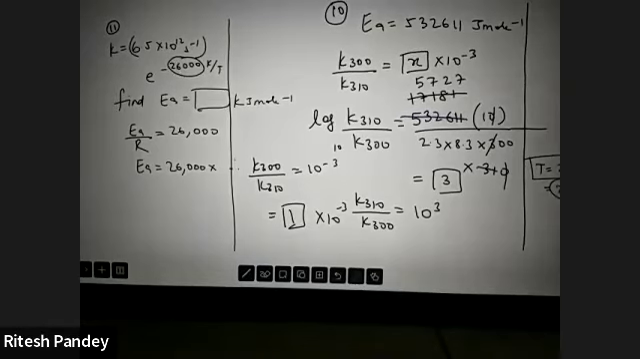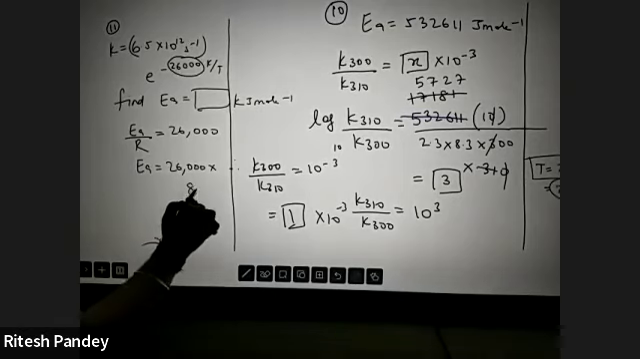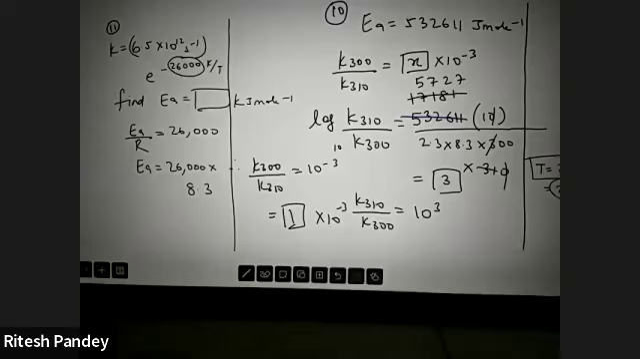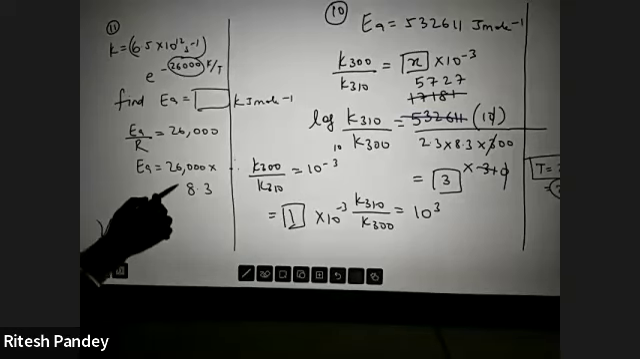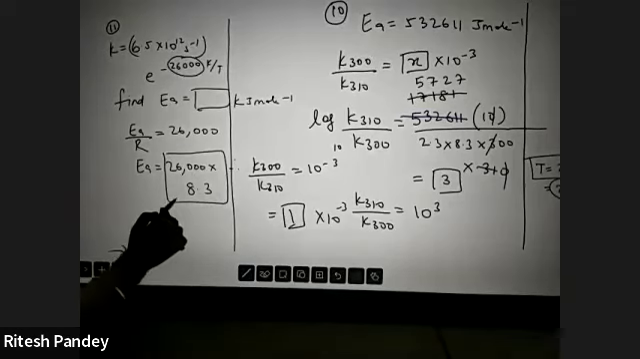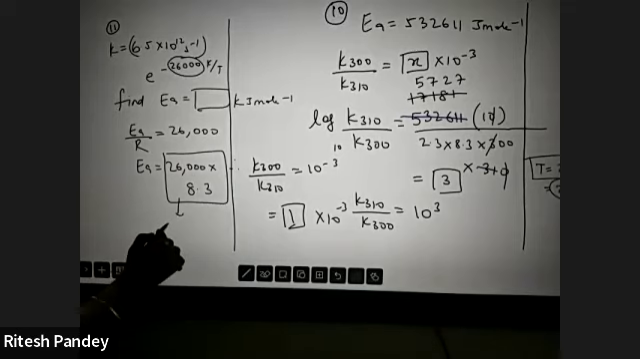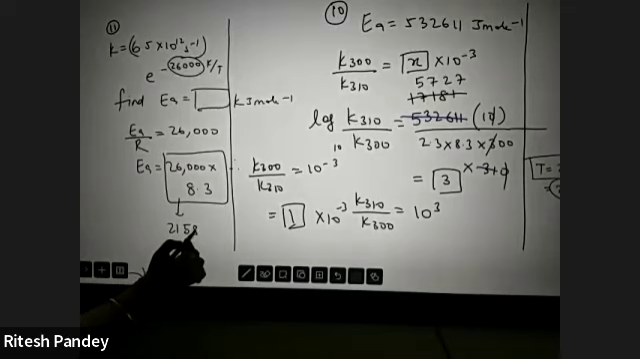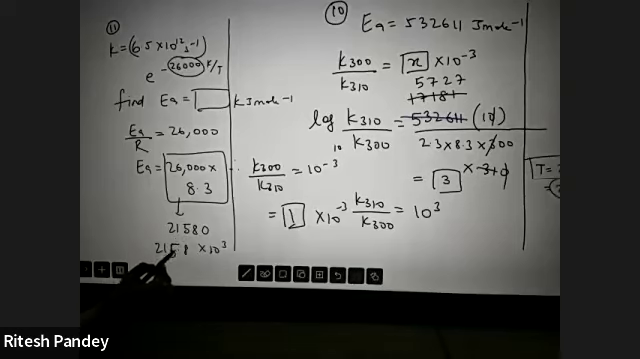They don't give any data, so I'll take R as 8.3. I don't know what else to do if nothing is given. With 8.3, I get 21580, so then 216. Yes sir. This is the help I am seeking. 21580 comes, so 215.8 into 10 to the power 3. Yes sir, 216. Okay, that works.